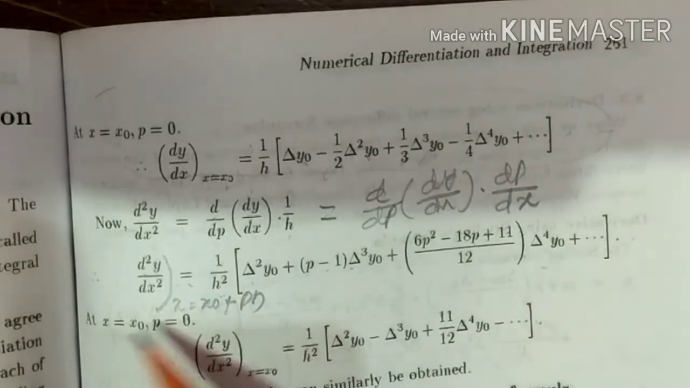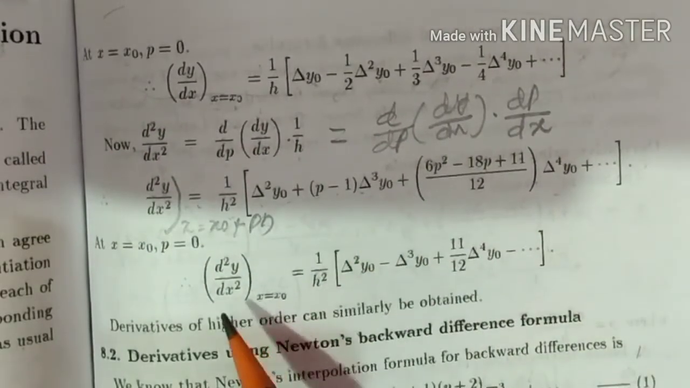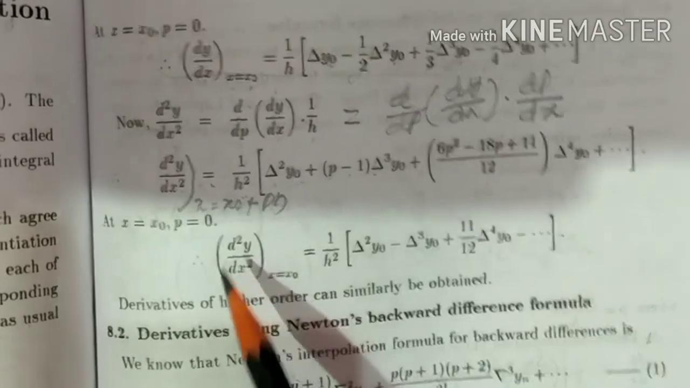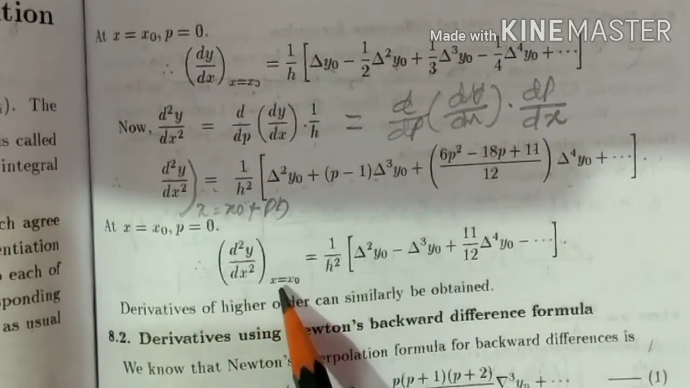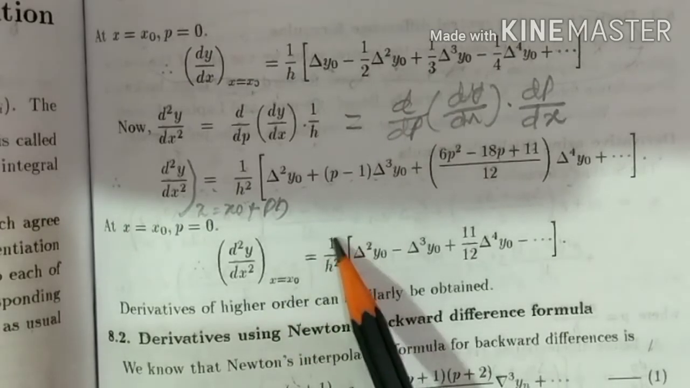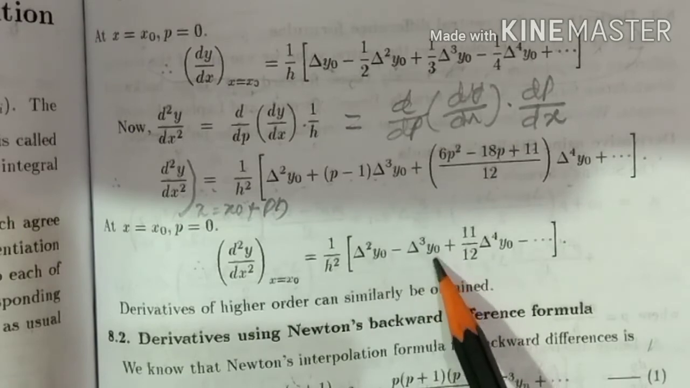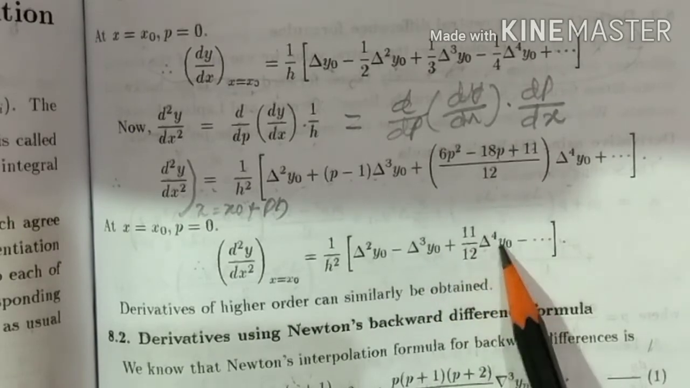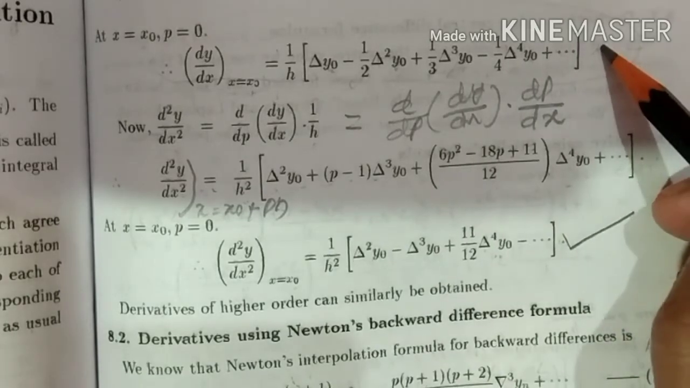Now when x = x₀, that means p = 0, so you have to write p = 0 here. Then d²y/dx² at x = x₀ equals 1/h² times (Δ²y₀ − Δ³y₀ + 11/12 Δ⁴y₀). And this is called your second order derivative.